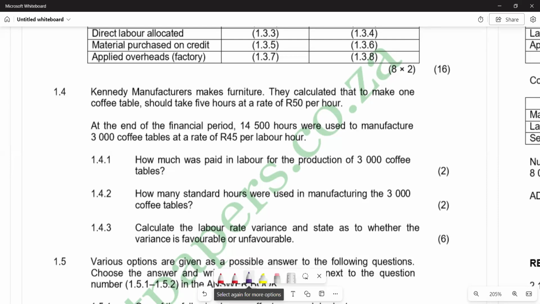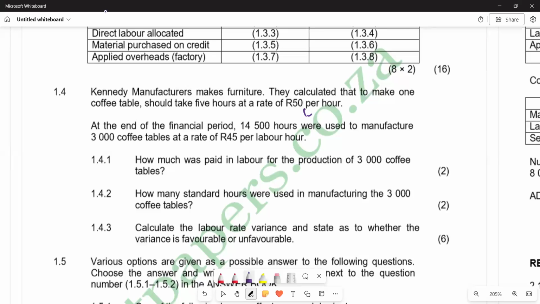In this video, I want to look at a question paper of November 2016. So we're going to look at question 1.4, and also question 1.5. So this is the question that we have. Let's just go through it, and then we answer what is required.